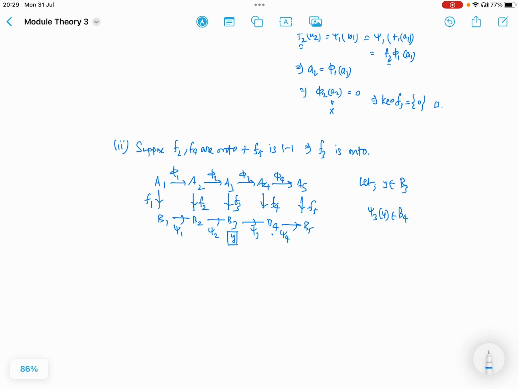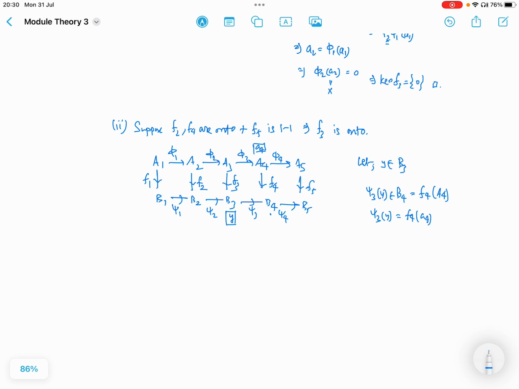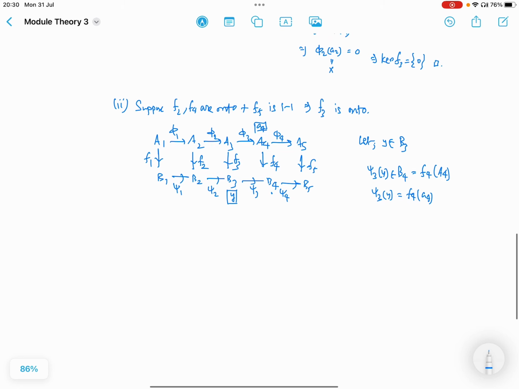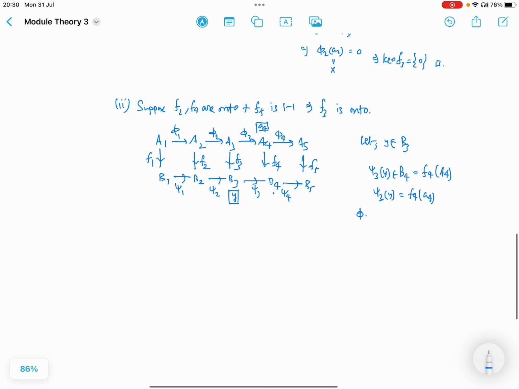Okay. And from here, because F4 was surjective, psi 3 of Y has a pre-image under F4. Let's call it A4. So now you were right here. And then we can apply phi 4 to it. So if you apply phi 4 and then you apply F5, let's see what happens. Let me just apply phi 4 first. Here we have used that F4 was surjective.